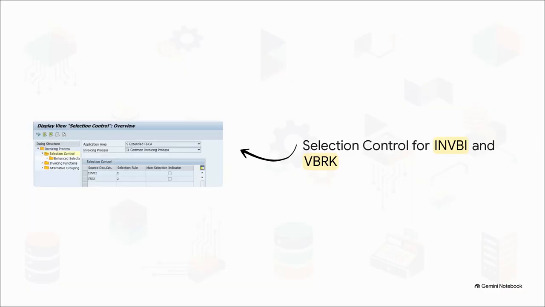So the crucial point is right here in the selection control view. This is where you explicitly tell the system, hey, grab these source documents. For example, you map INV GBI for your standard convergent invoicing billing documents, or maybe VBRK if you're pulling in sales and distribution billing documents. If it's not selected here, no way it's getting invoiced. It's really that simple and, honestly, that powerful.